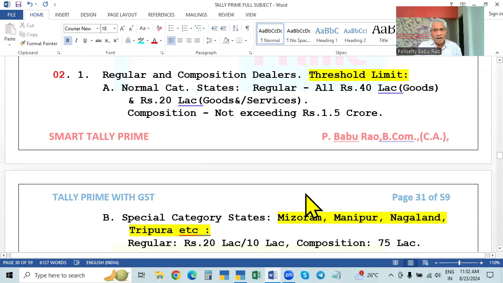All other states, even though there are some more, Arunachal Pradesh, Himachal Pradesh, Assam, there are many others, are also special category states, but for the purpose of this Act, they are taken as normal states only. So all other states except these special category states are called normal category states. So what is the limit for this? For the purpose of the limit, states are divided into normal category and special category.